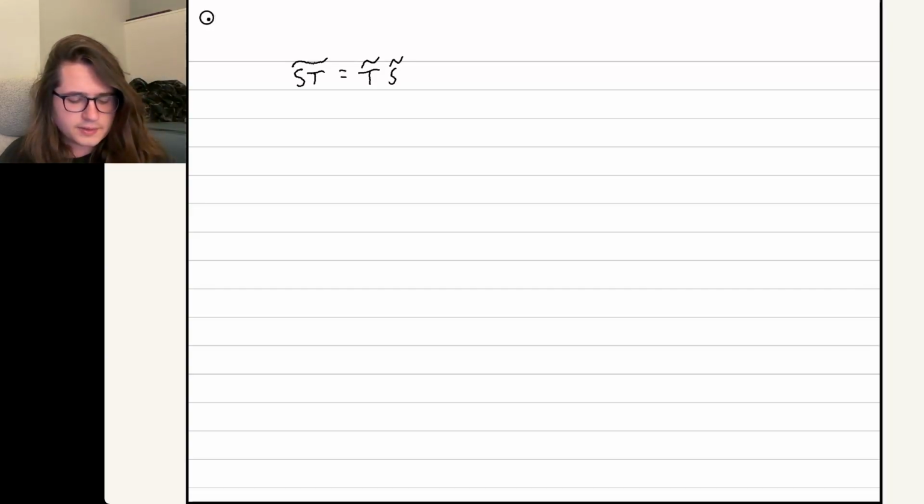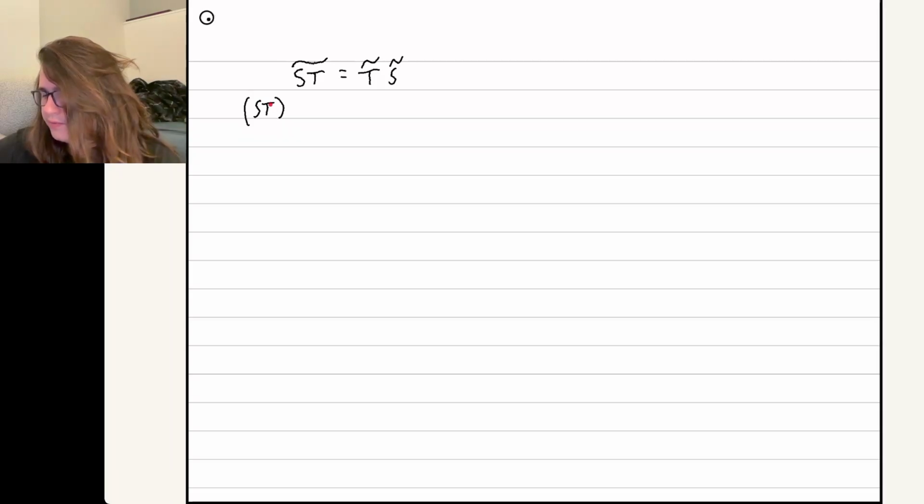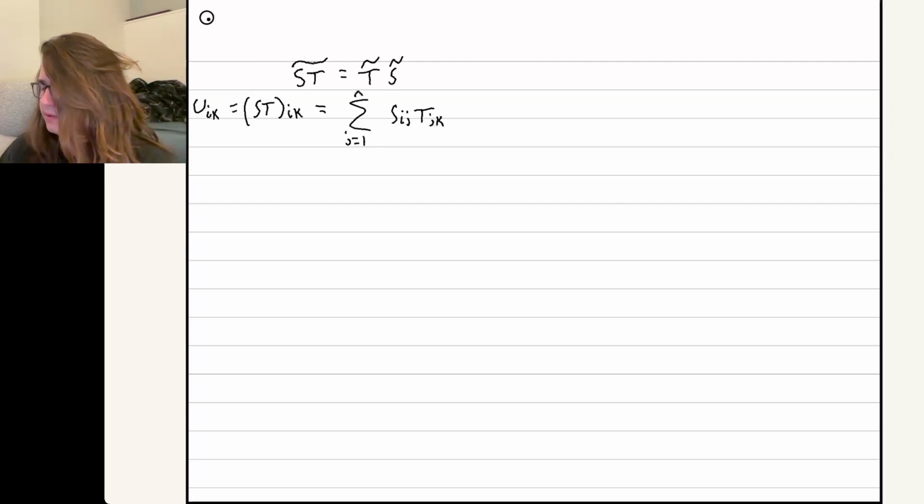This is going to be a little bit involved, but you go back to the definition of two matrices multiplied together. I think Griffiths calls it U sub ik, but we're going to call it S times T sub ik because it means the same thing. The definition is that it's the sum over j of Sij times Tjk, right? And then we're going to take the transpose of both sides.